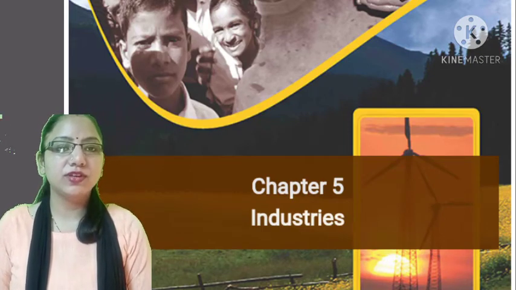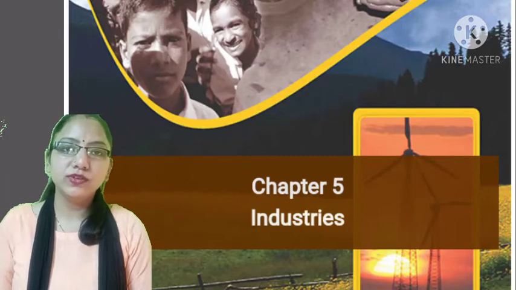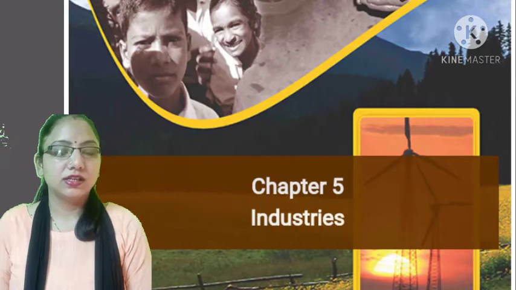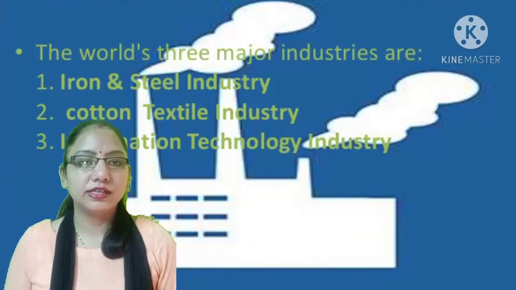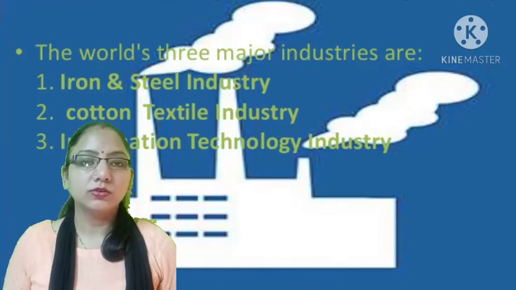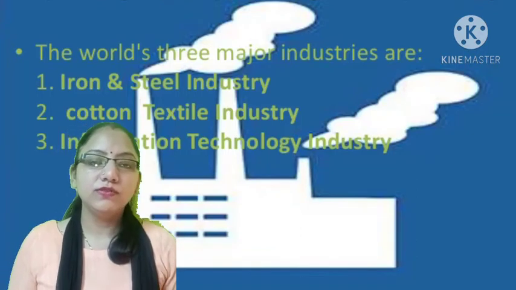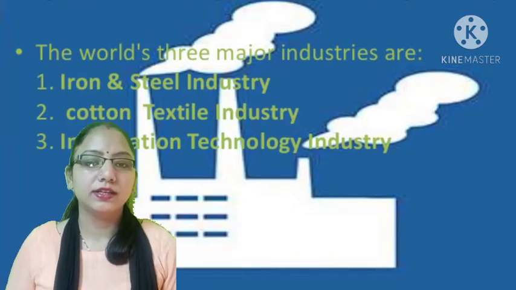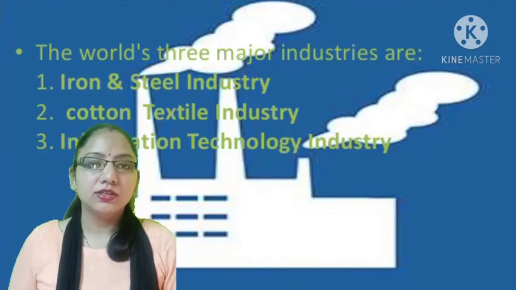Students, in our previous video we studied the different types or classification of industries. Also we studied the factors affecting the setup of any industry. Today we will do a comparative study of three different types of industries: the iron and steel industry, the cotton and textile industry, and a new industry known as information technology. We will study these under today's major topic, major industries and their distribution. So let's start.